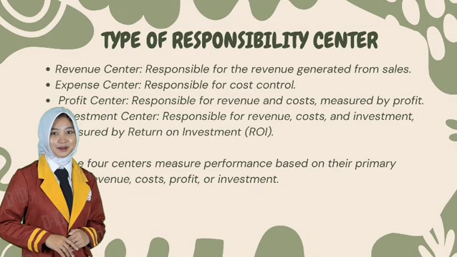In general, there are four main types of responsibility center. First, revenue center, which is responsible for sales revenue. Second, expense center, which focuses on cost control. Third, profit center, which is responsible for revenue and costs, so its performance is measured by profit. And fourth, investment center, which is responsible not only for revenue and costs, but also for investments made, and is measured by return on investment or ROI. Each of these centers has a different focus on performance measurement, according to its responsibilities.